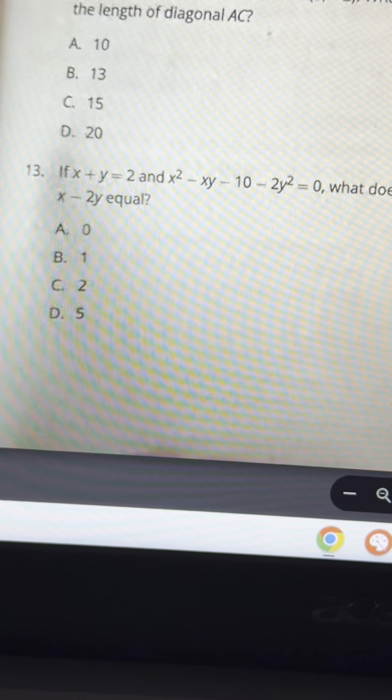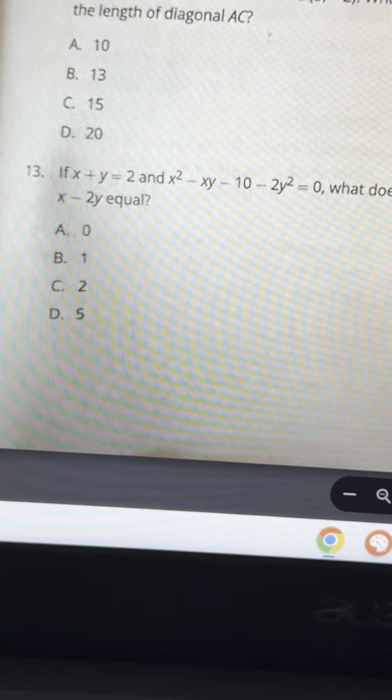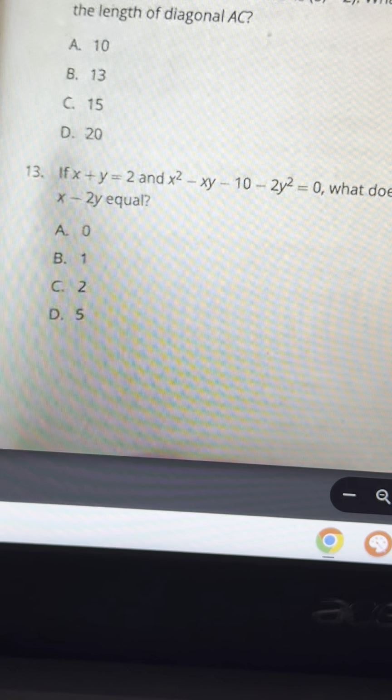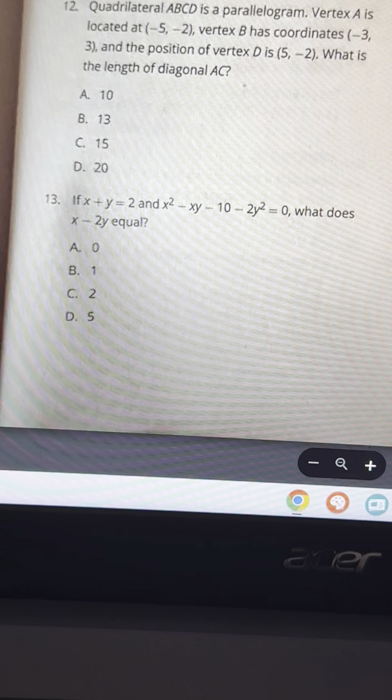So we do have, if x plus y equals 2, then we have this crazy one: x squared minus xy minus 2y squared minus 10 is equal to 0. It asks me, what does x minus 2y equal? And then we have those choices right there. So next thing we're going to do here is we're going to have to rearrange a little bit.